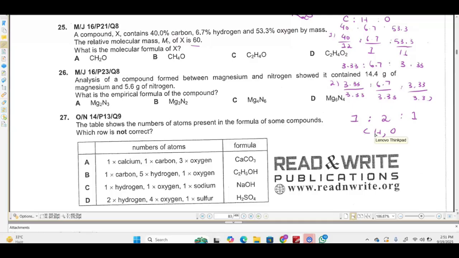Okay? For molecular formula, the formula is n times the empirical formula. So we don't know n. Okay, how do we find this? To find this, we have another formula: n is the molecular mass, which is always given to us in the statement, divided by the empirical formula mass.